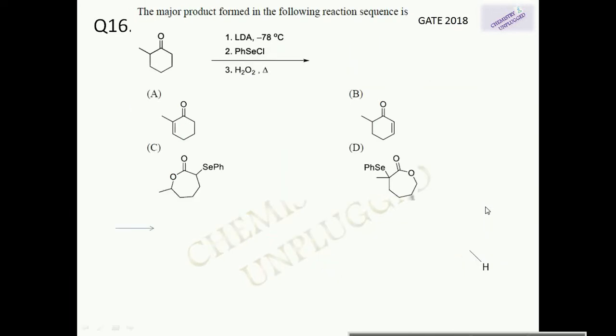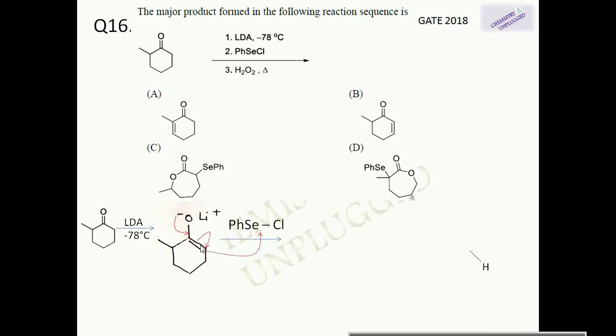The next question is from GATE 2018. And in the first step, we are using LDA. So LDA will remove the alpha hydrogen atom and it preferentially attacks the less substituted carbon. So the hydrogen atom is removed from this carbon atom. And in the next step, we are using PhSeCl. So this electron-rich carbon will attack on selenium and it is attached to this carbon atom.